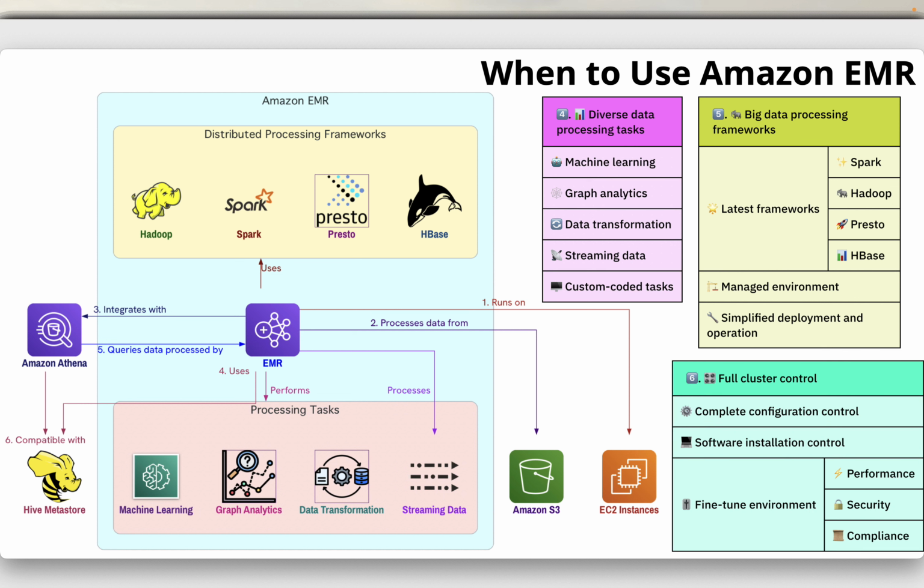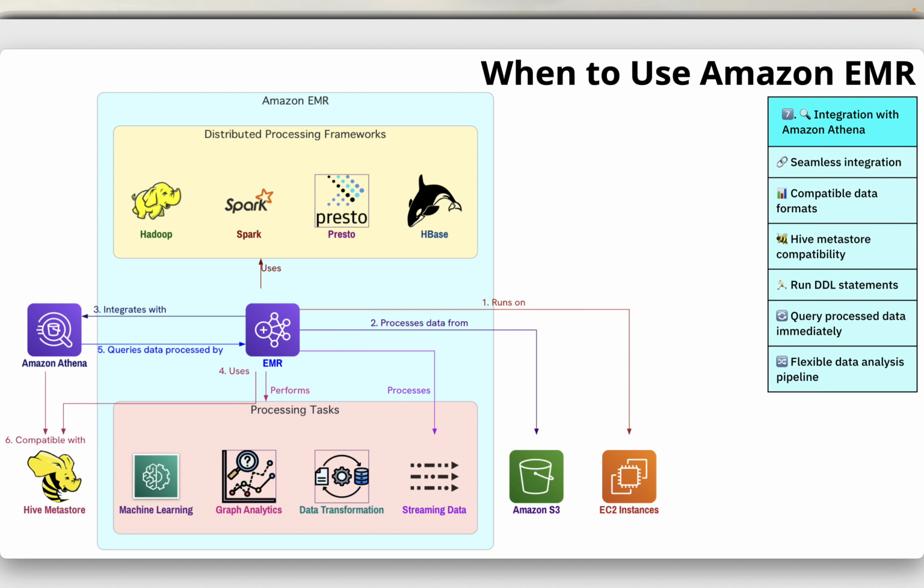Amazon EMR gives you complete control over the configuration of your clusters and the software installed on them. This level of control allows you to fine-tune your environment to meet specific performance, security, or compliance requirements. EMR integrates seamlessly with Amazon Athena for querying processed data. Athena supports many of the same data formats as EMR and is compatible with Hive Metastore. This integration allows you to run DDL statements on Athena and query your EMR processed data immediately without affecting ongoing EMR jobs. And this provides a flexible and powerful data analysis pipeline.